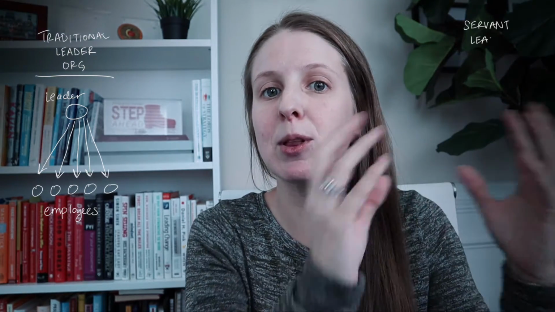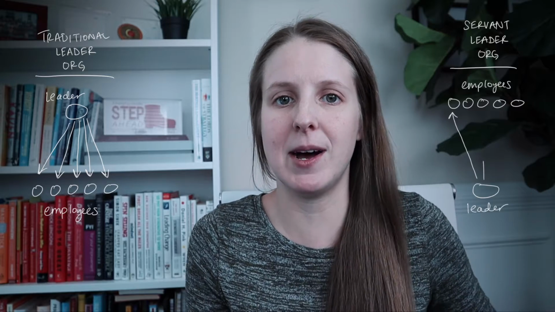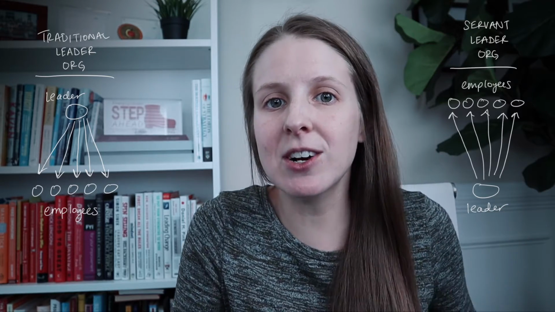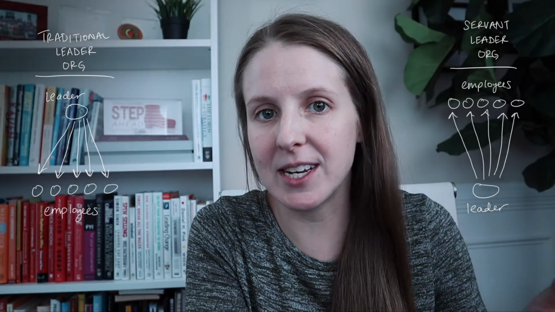So the traditional org structure has a leader at the top and employees at the bottom, and all these arrows going from the leader to the employees. And servant leadership flips that upside down. So now you have the employees at the top and the leader at the bottom with all the arrows pointing to the employees. So the leader is serving the employees.